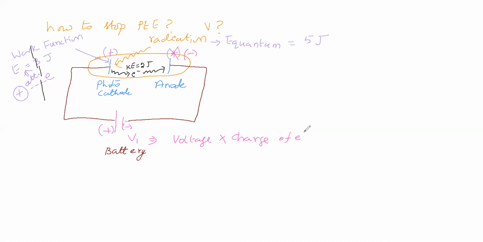The SI unit of charge is coulomb. Coulomb into volt, where the voltage unit is volt, is called joule. Joule is the unit of work or unit of energy.